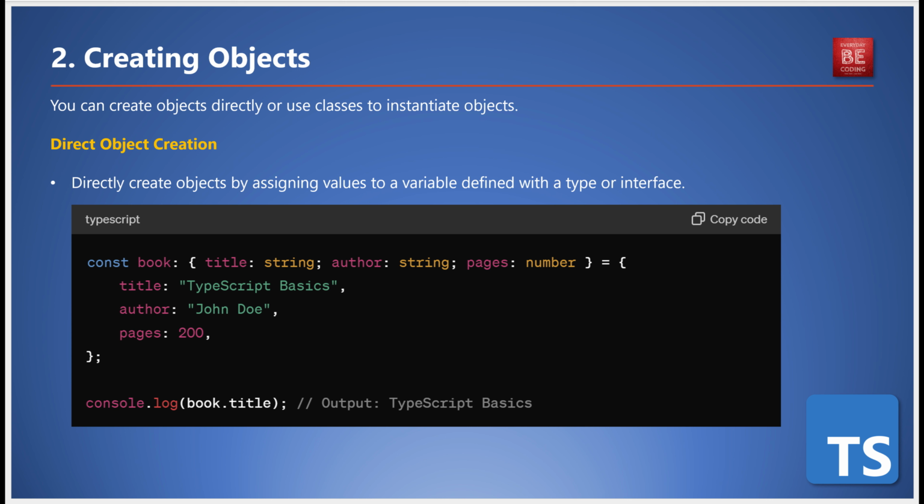Creating objects in TypeScript can be straightforward. You can directly assign values to variables defined with a type or interface. Think of a book titled TypeScript Basics by John Doe with 200 pages. By defining it directly, you maintain clarity and enforce structure.